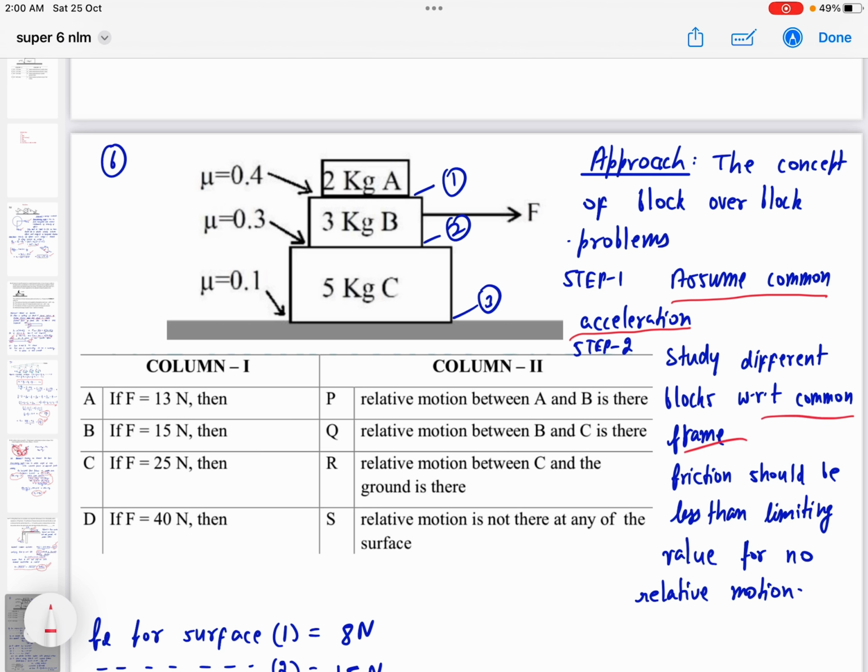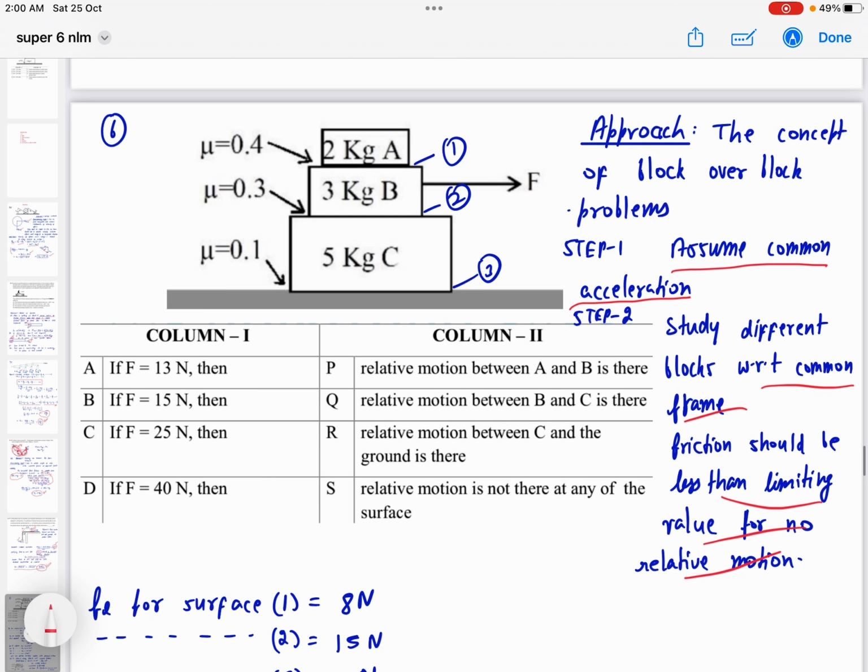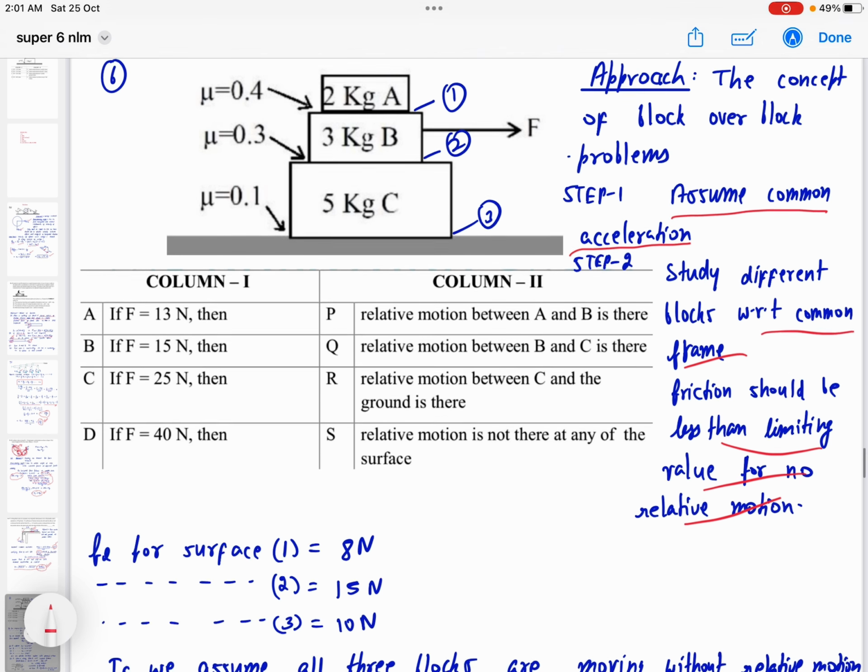And friction should be less than the limiting value for no relative motion. It means for any individual block I am studying, whatever the other forces are acting on it, their resultant should be less than the limiting value. Otherwise there will be relative motion, right? That is how to check. So now in this question they are asking about relative motion only.